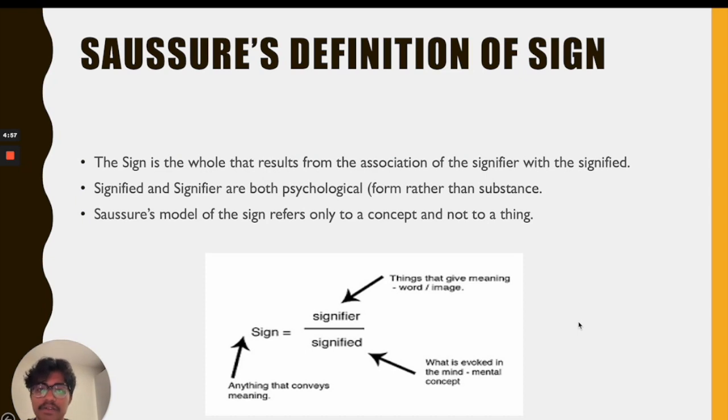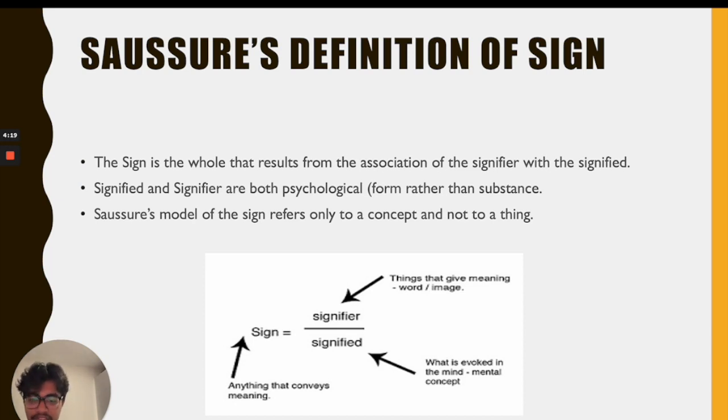Looking deeper into Saussure's definition of the sign, Ferdinand de Saussure was a Swiss linguist who is widely recognized as one of the founders of modern linguistics. In his work Course in General Linguistics, he proposed a theory of the sign which is still influential in the field of semiotics today. Saussure defines the sign as the whole that results from the association of the signifier with the signified. According to Saussure, a sign is composed of two parts, the signifier and the signified.